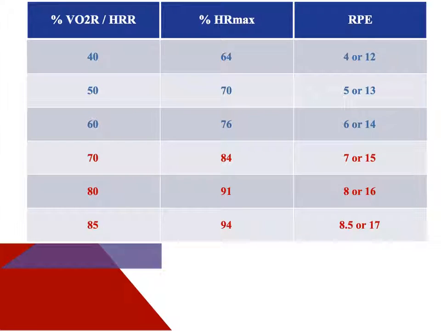It's also important to note the relationship between RPE and percent heart rate max and VO2 reserve and heart rate reserve. For instance, when we are at a VO2 or heart rate reserve of 70, we're likely at a 7 or a 15 on the RPE scale and an 84% on the heart rate max scale. The numbers in red are going to be more vigorous intensity activities, whereas the numbers in blue are going to represent more moderate intensity activities.